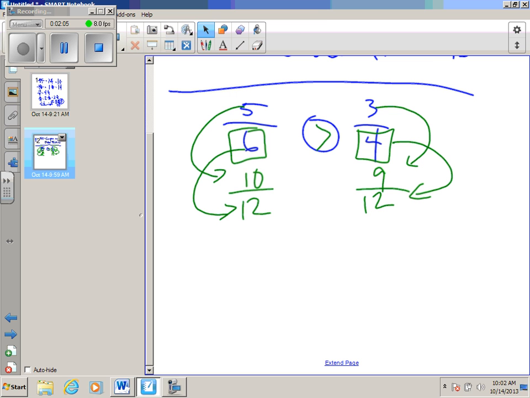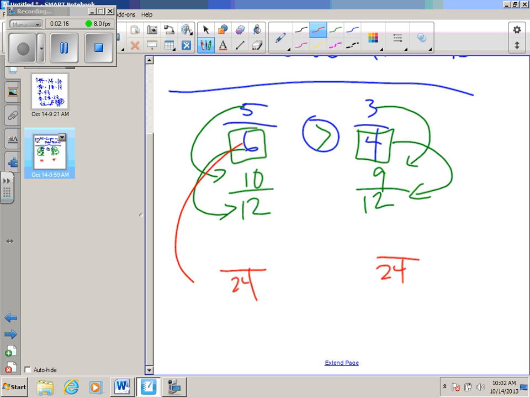Some of you looked at the 6 and the 4 and immediately said 24. What happens if I use 24? Let's find out. 6 times what is 24? 4. 4 times 5? 20. 4 times what is 24? 6. 6 times 3? Do we still get greater than?